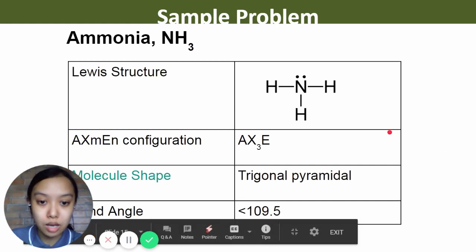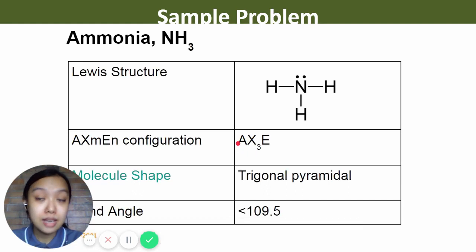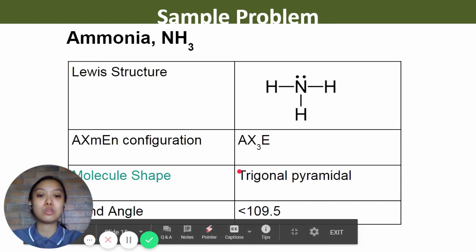Here we also have ammonia. Look at ammonia. The configuration will therefore be A for the central atom, X because of the 3 hydrogen atoms attached to it, and finally 1E. And this is associated with being trigonal pyramidal.